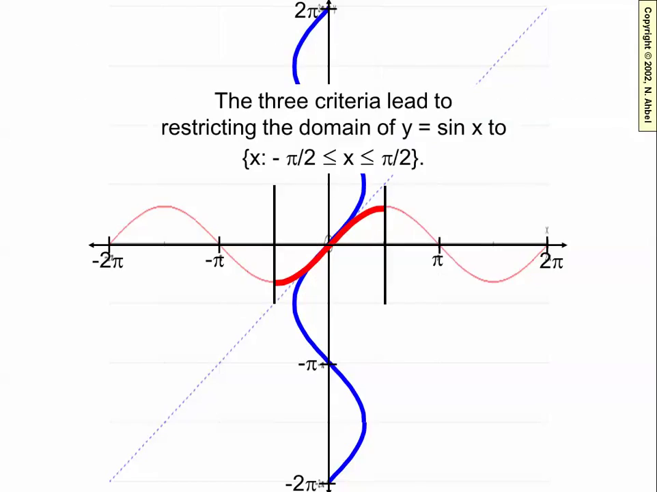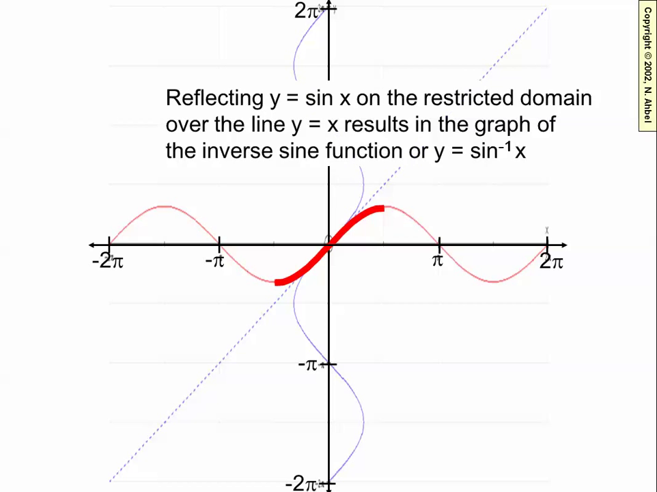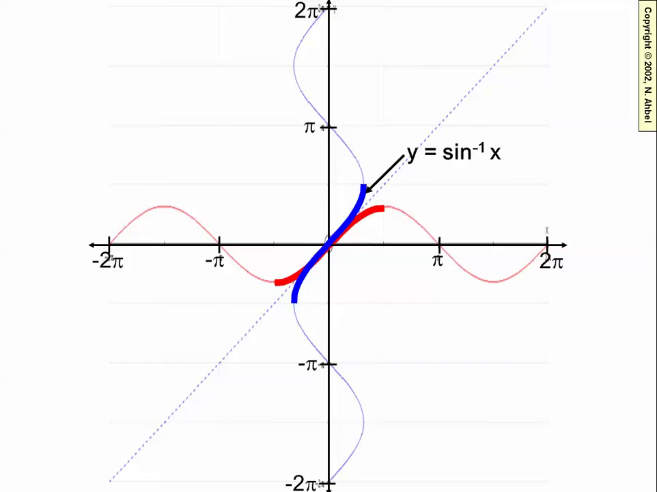The three criteria lead to restricting the domain between negative pi over 2 and pi over 2 inclusive, and reflecting y equals sine of x on the restricted domain, that's the red graph, over the line y equals x results in the graph of the inverse sine function, or y equals the inverse sine of x.